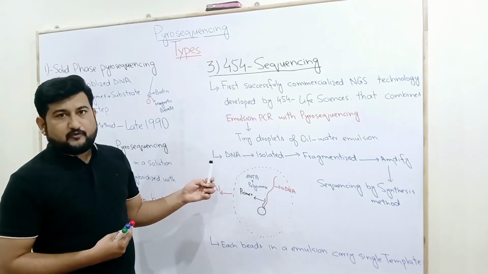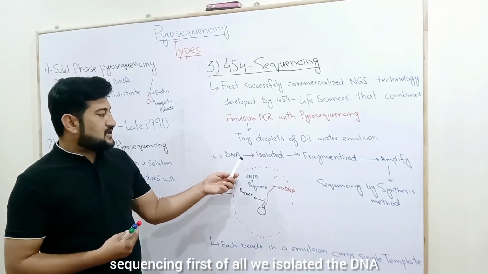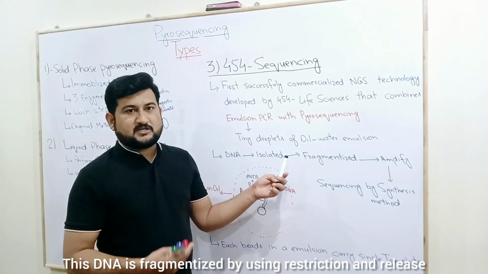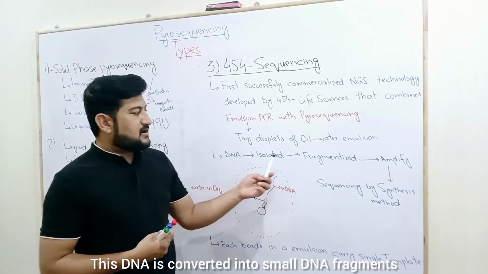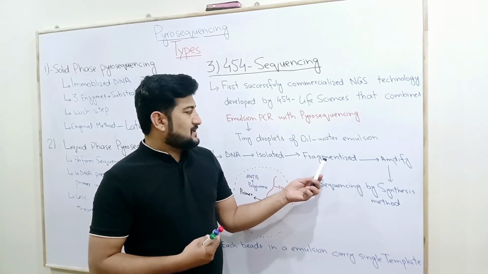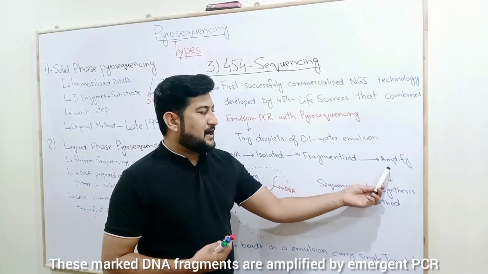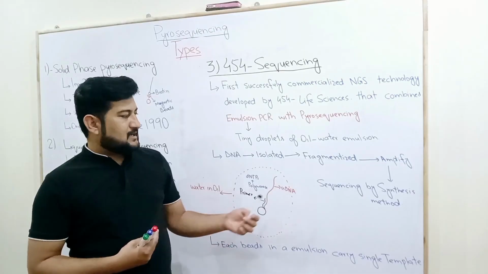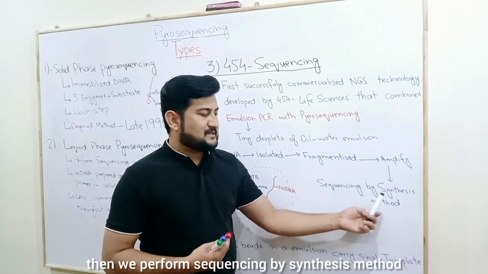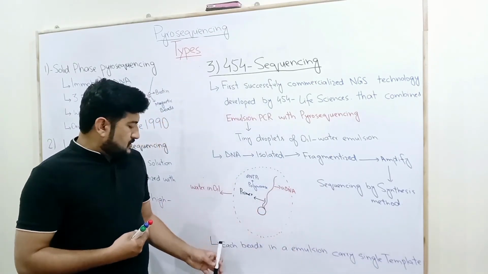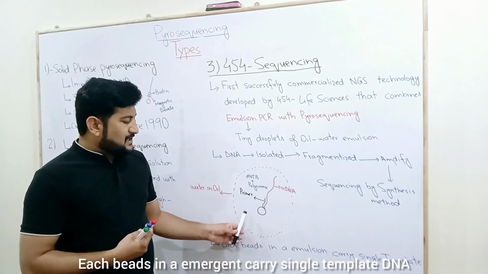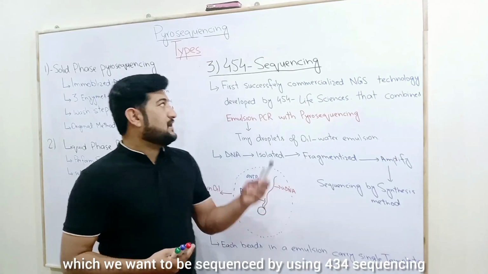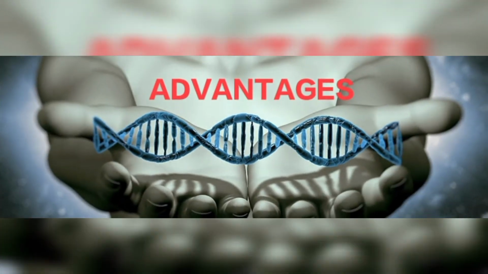So in 454 sequencing, first of all, we isolate the DNA. This DNA is fragmented by using restriction endonuclease. This DNA is converted into small DNA fragments. These small DNA fragments are amplified by emulsion PCR. After amplification of this DNA, we perform sequencing by synthesis. Each bead in an emulsion carries a single template DNA which we want to be sequenced by using 454 sequencing.